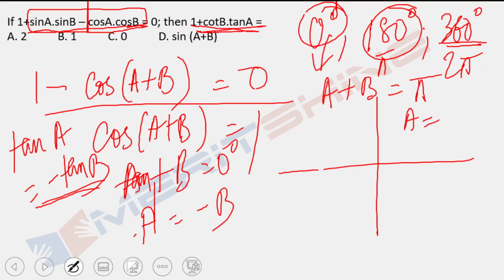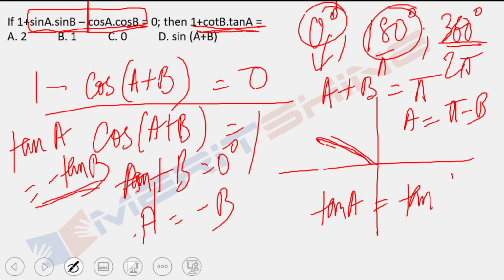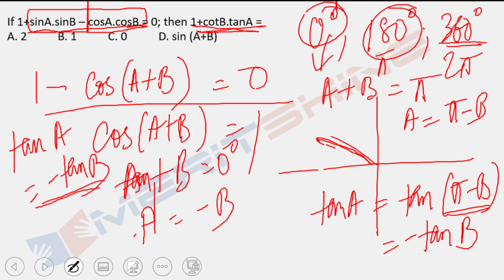Then A is equal to pi minus B. So A would be here pi minus B, right? Now what is tan A then? I know tan A is tan of pi minus B. Now pi minus B is second quadrant where tan is negative. So because pi is 180 degree, it would not change the function, but it would change the sign. So minus tan B. So in both 0 degree and 180 degree, tan A is equal to minus tan B.